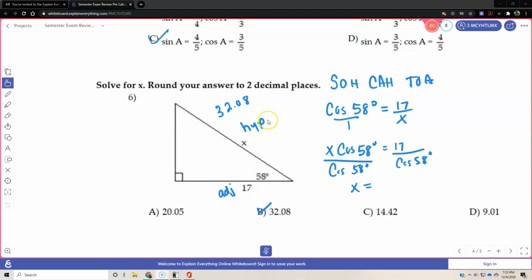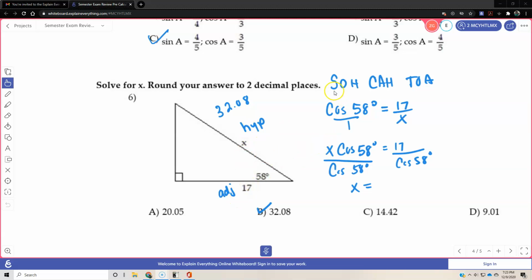So for number 6, we have solve for x. Round your answer to 2 decimal places. We know that we have 58 degrees. We have the adjacent side, which is compared to the angle. And this right here, the long side, is the hypotenuse. So which one uses adjacent and hypotenuse?